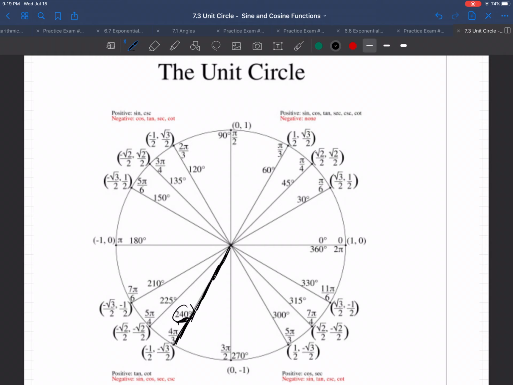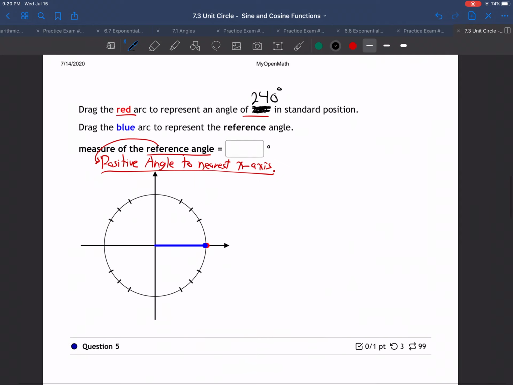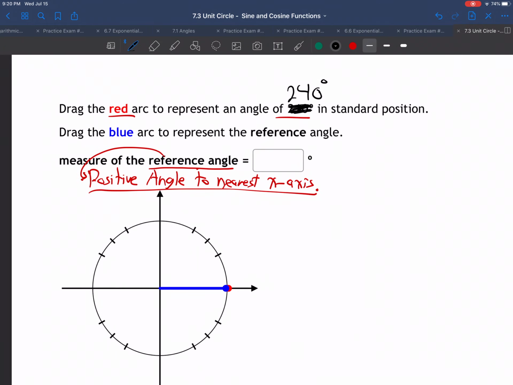It's right there, right? If you imagine these three dots over here in quadrant 3, it's the bottom one. So it's this one, isn't it? So there it is. That's the first thing you do, is you're going to make the red handle go like this, all the way to there. The red arc, I should say.